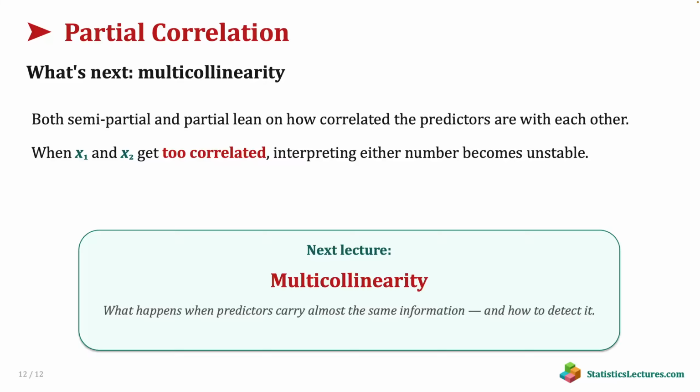One last thing before we move on. Both of the tools we just learned, semi-partial and partial, depend on how correlated your predictors are with each other. In our example, r12 was just a modest 0.50 and everything behaved nicely. But when predictors get very highly correlated, something called multicollinearity kicks in, and both of those quantities start to behave badly. That's what we'll dig into in the next lecture, what multicollinearity actually is, why it matters, and how to spot it. I'll see you there.